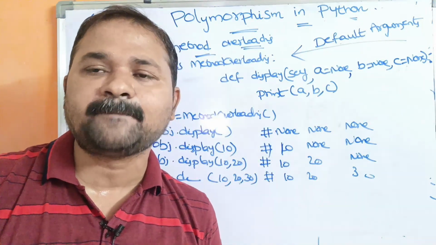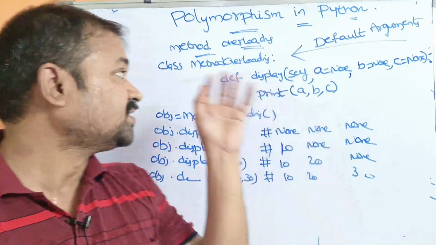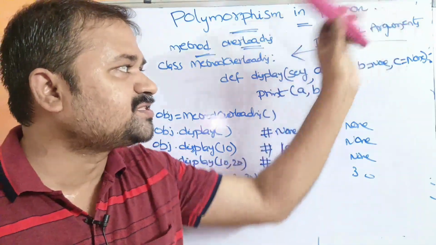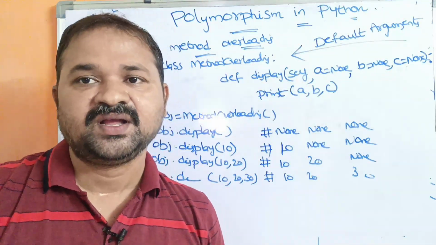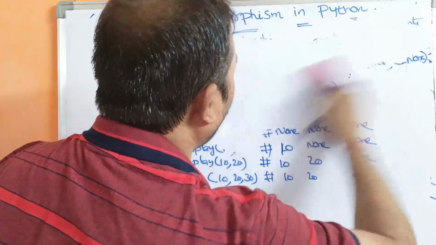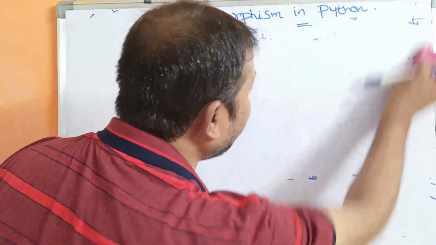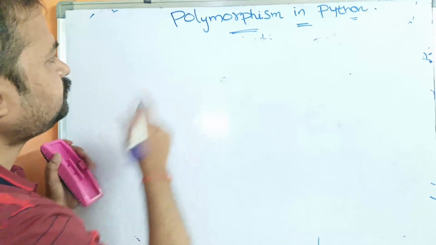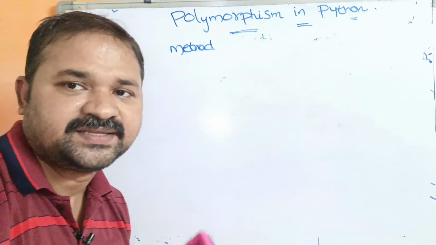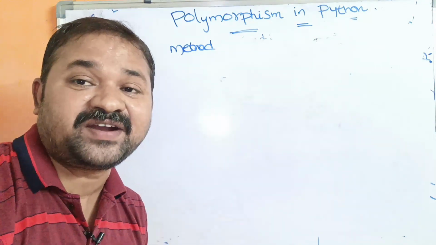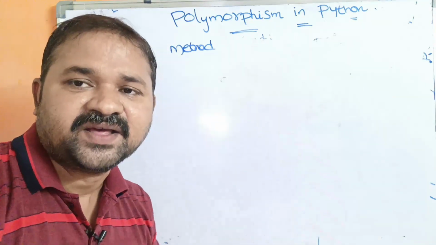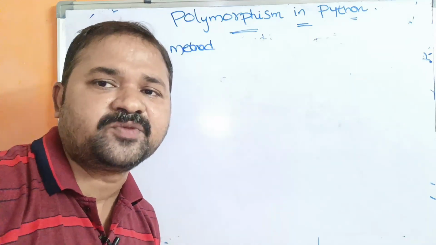So what is the problem here? Python programming doesn't support method overloading. If we want to implement method overloading, then we must use the concept of default arguments. So this is about method overloading. Now let us see the last concept of polymorphism, that is method overriding. Method overloading means using the same method for different purposes, just as operator overloading uses the same operator for different purposes. With the help of the same method, we are displaying with 0 arguments, 1 argument, 2 arguments, 3 arguments.